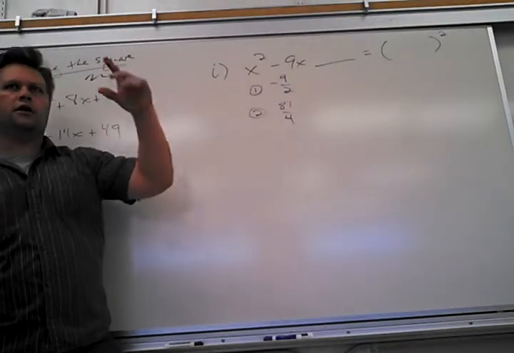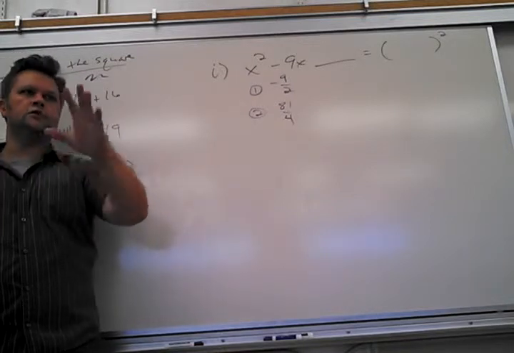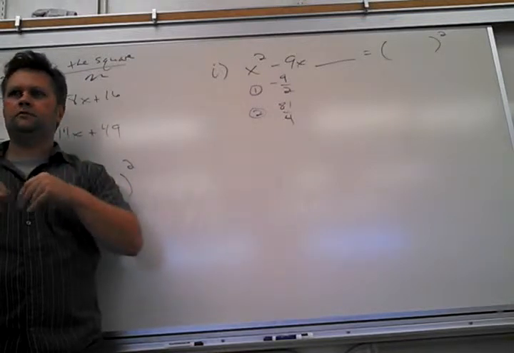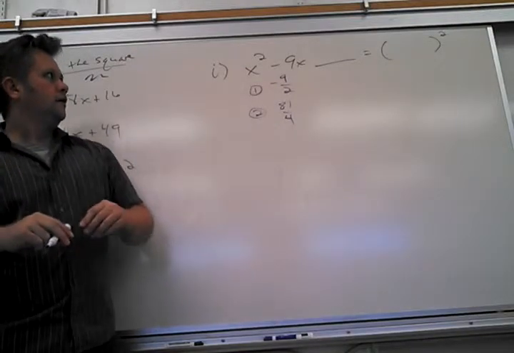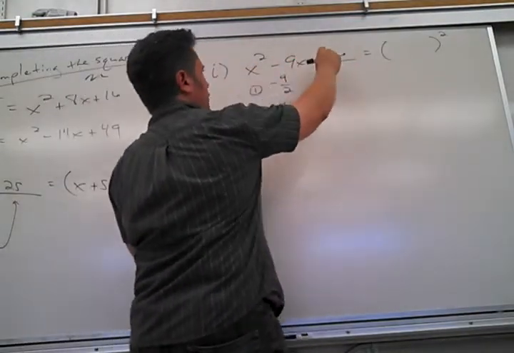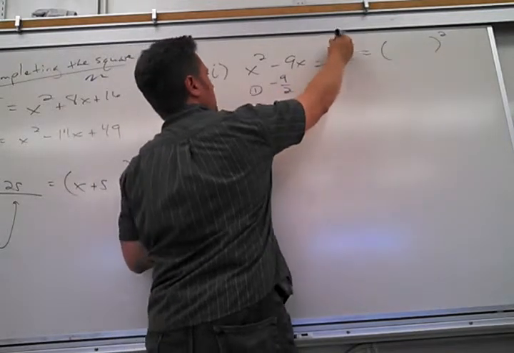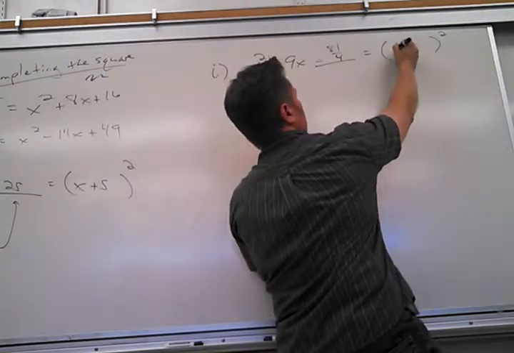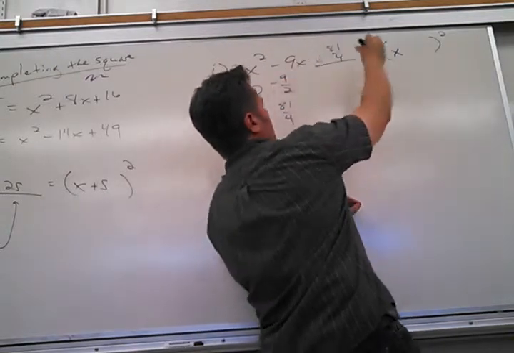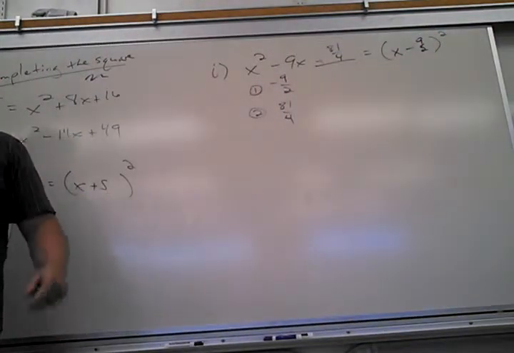Because very often you're going to have other fractions in there you want to put it together with. If you throw decimals in too early, it actually makes it more difficult to look at. You should be able to handle the fractions. So what do I put there? Plus 81 over 4. And then how does it factor? x minus 9 halves, squared. I love it.